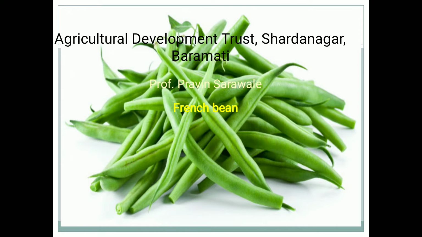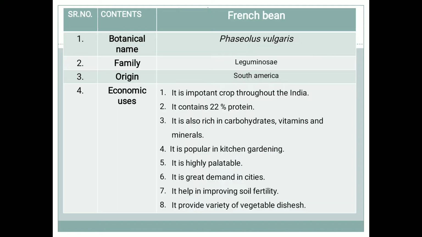Already in the last few videos we discussed the pulses crops. Out of that, French bean is one of them. Now see the package of practices of French bean. The botanical name of French bean is Phaseolus vulgaris. Family, obviously, it is from the Leguminosae family, origin South America.